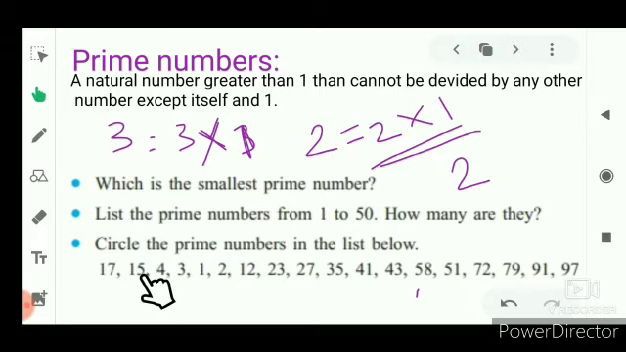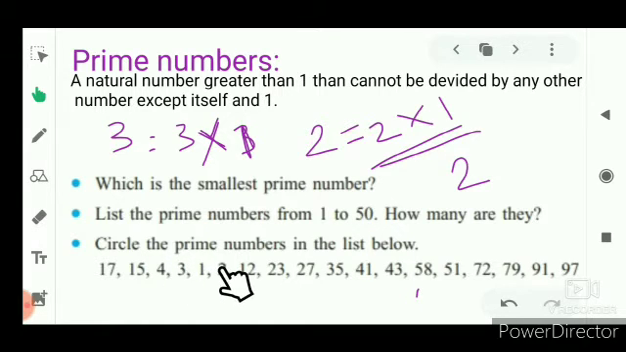15, can we divide 15? Yes, 3 into 5 is 15. So it has two factors, 3 and 5. So it is not a prime number. So it is a composite number. So any number that is not a prime number is called as a composite number. Okay, 4. Is 4 a prime number or not? Yes, we can write 4 as 2 into 2, right? It can be further divided as 2 into 2. So 4 is not a prime number, so it is a composite number.